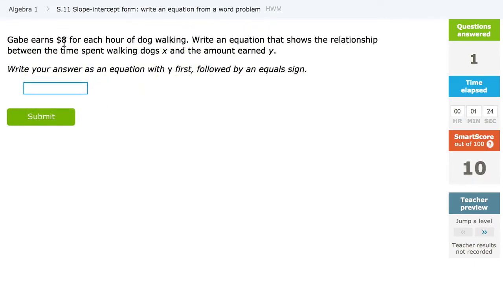Gabe earns $8 for each hour of dog walking. Write an equation that shows the relationship between the time spent walking dogs, x, and the amount earned, y. Again, we will start with y equals, and let's go ahead and find our rate, which is $8, and that is for every hour spent walking the dogs, which is represented by x. So that is 8 times x, or we write it as 8x, y equals 8x.